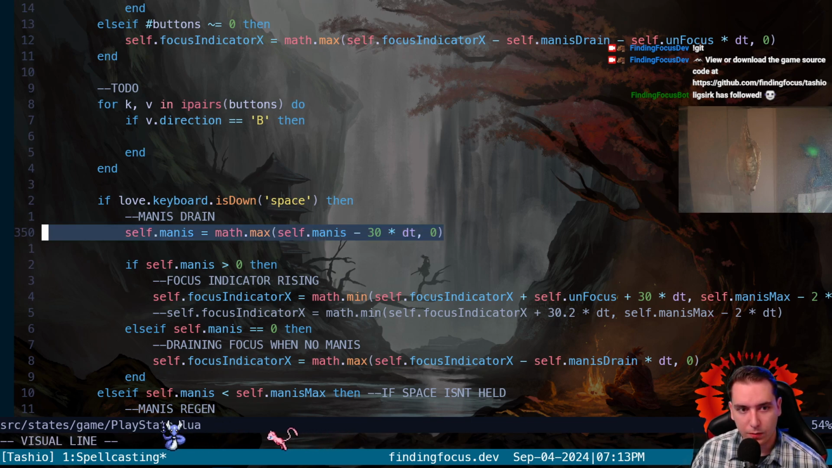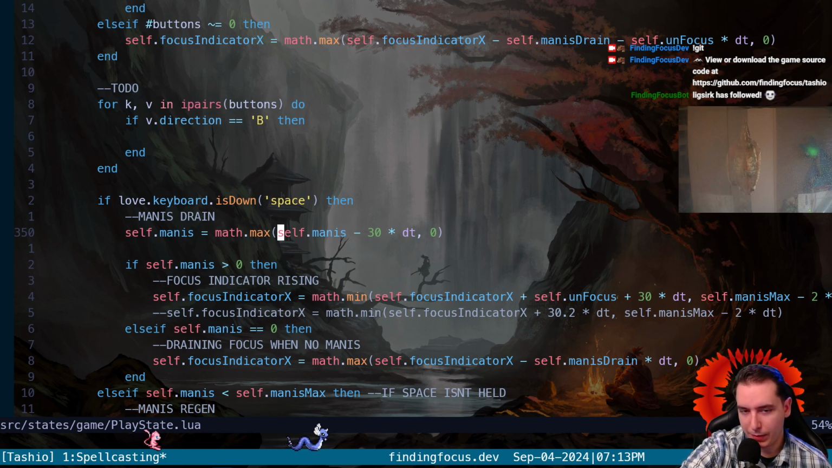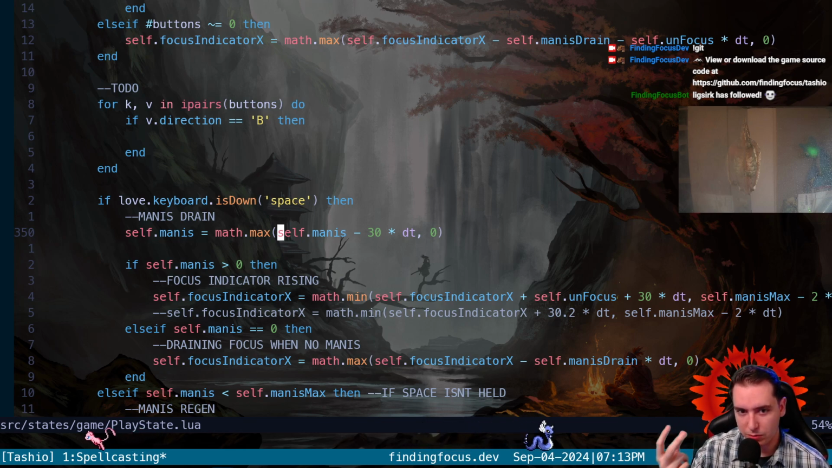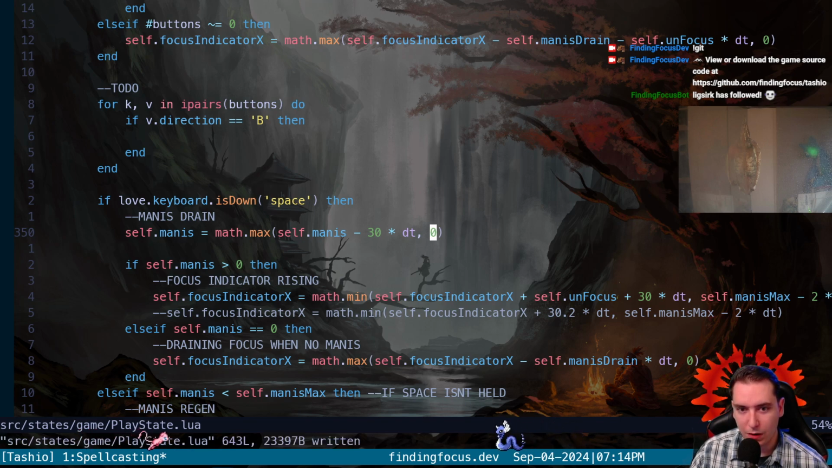So right here, we are potentially draining Monas. Monas is what I call concentration. I just made it up, but it's not mana, it's not magic, it is concentration that you use to cast magic. So if space is down, we're subtracting 30 times delta time, and then the 0 here is to clamp it at 0 so that our Monas can't go lower than 0.